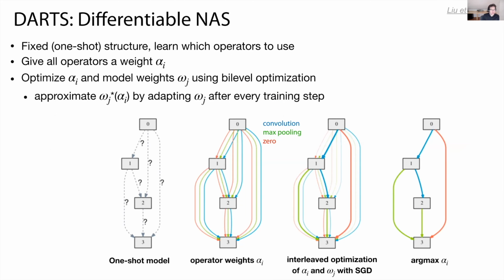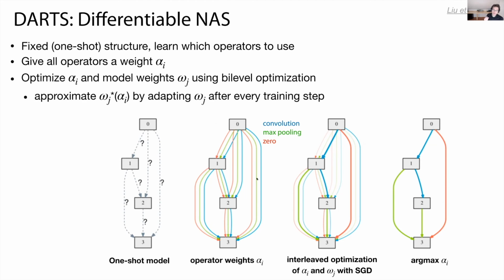Another segue now is about DARTS, which is a technique for differentiable neural architecture search. The way it works, it starts with a one-shot model. So it's a fixed structure for your neural net, and the user has to provide this, right? It consists of a number of states with gaps in between, and you can fill in these gaps with layers, for instance, a convolution layer, max pooling, or do nothing. Okay, and this creates a space of possible neural networks.